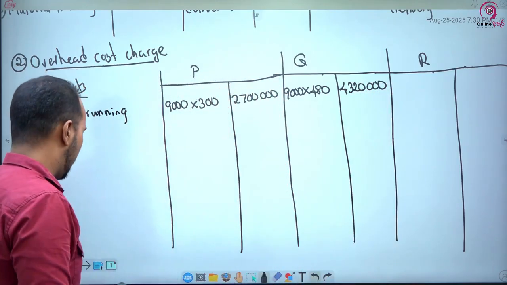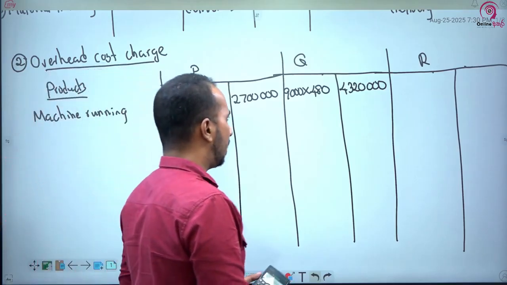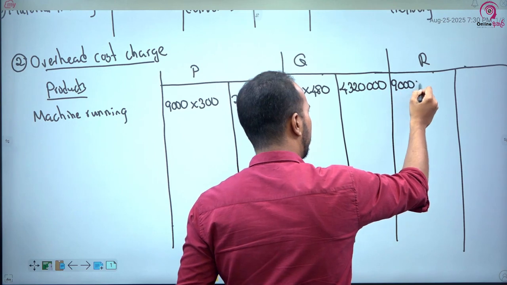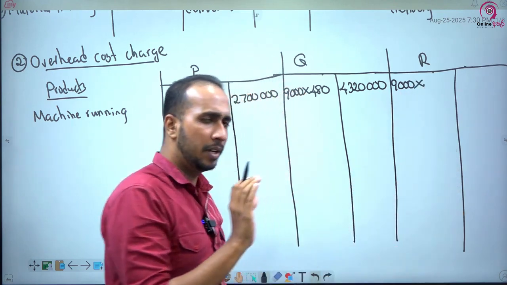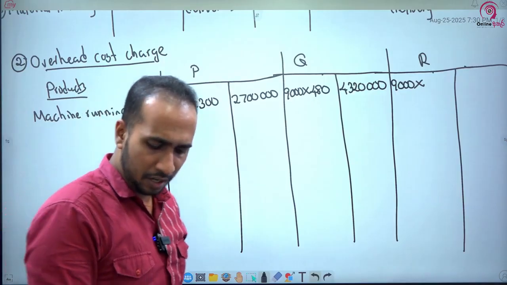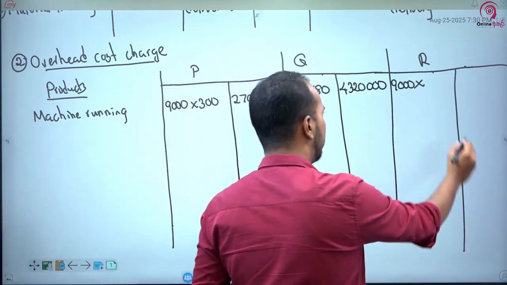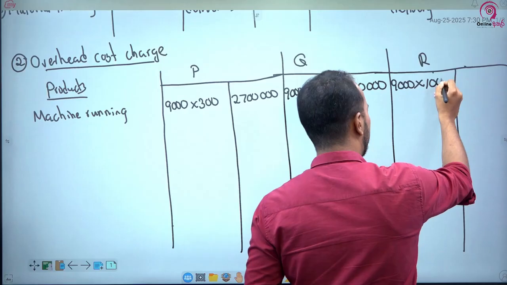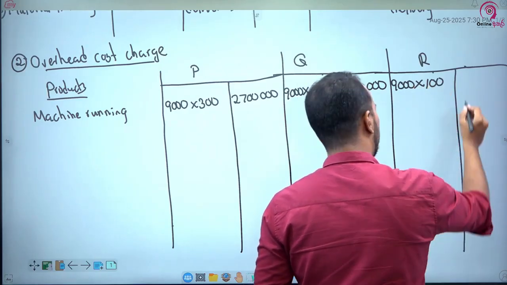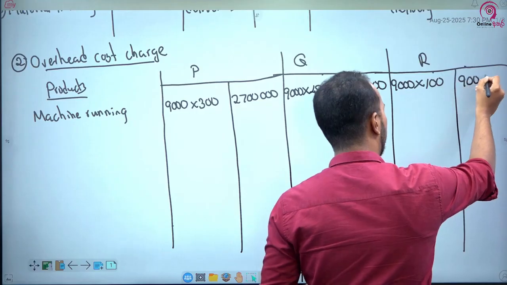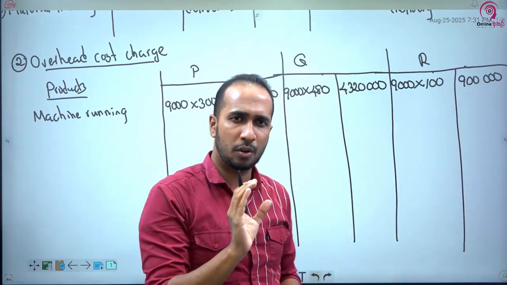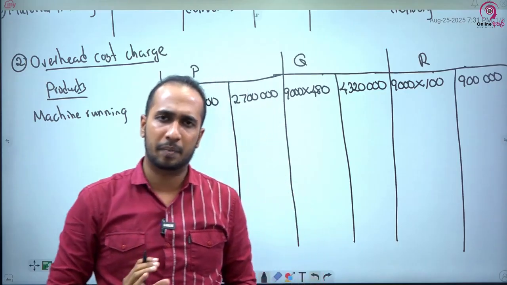4,320 rupees. And the final product is R. Still we are charging 9,000 per machine hour. How many machine hours are consumed by product R? It is consuming 100 machine hours. So 9,000 into 100 means it is 900,000. This is how we are charging the cost of each activity to our different products.